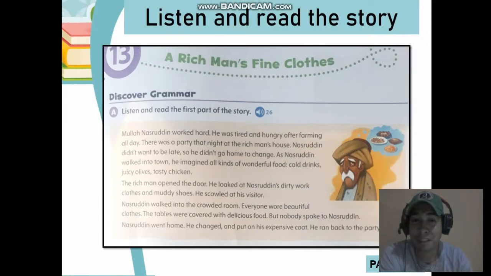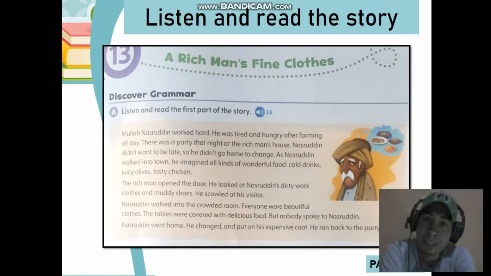In this case, we're going to go to the story in lesson 13. Lesson 13 says that it's about a rich man's fine clothes. Repeat. The lesson is lesson 13. Okay? And the title is A Rich Man's Fine Clothes.